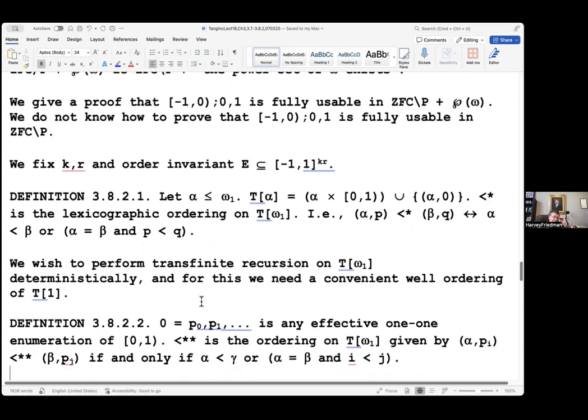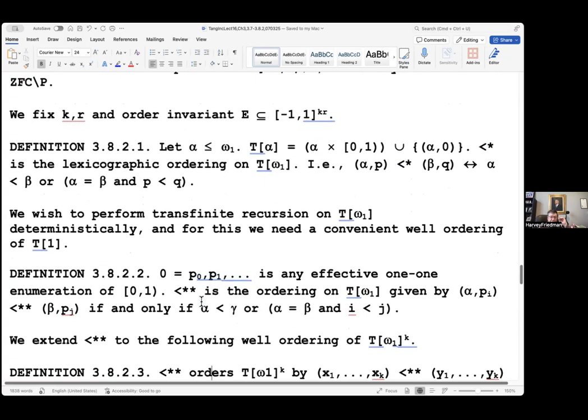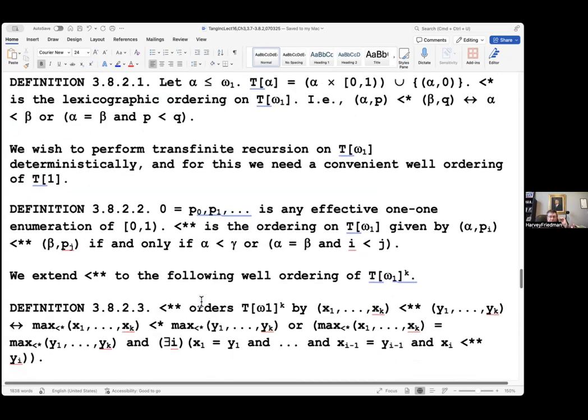Now we're going to want to perform transfinite recursion on this space. Deterministically, we want to do transfinite recursions deterministically, and we need a convenient well ordering of T of omega 1 here. Fix this.